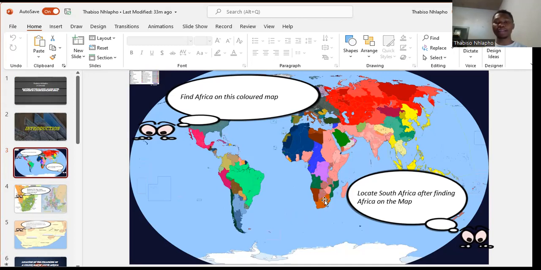It's located underneath Africa. So guys, in order for you to locate South Africa on the world map, first you have to locate where the Africa continent is. You can't locate South Africa without locating the continent. So you must first locate Africa, and after locating Africa, you will then be able to locate South Africa. That's how it works.